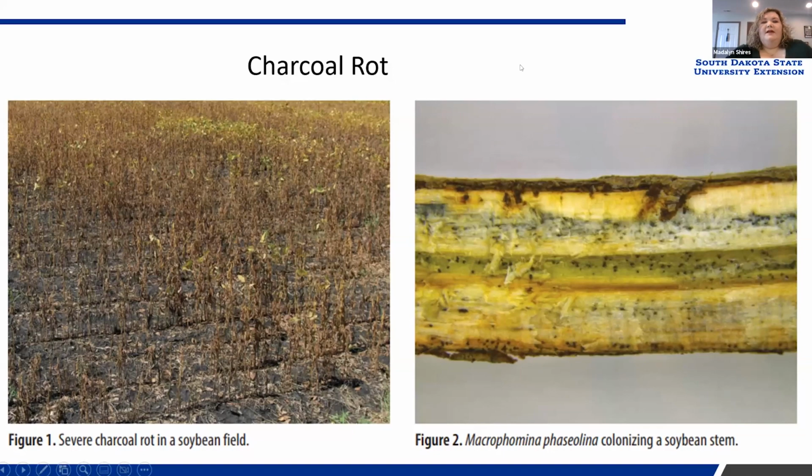Whenever we do the diagnostics for charcoal rot, we split the soybean stems and look for these little black spots growing within the stems. That's actually the fungus that causes charcoal rot. The little black spots are the fruiting bodies that produce more of the fungus.